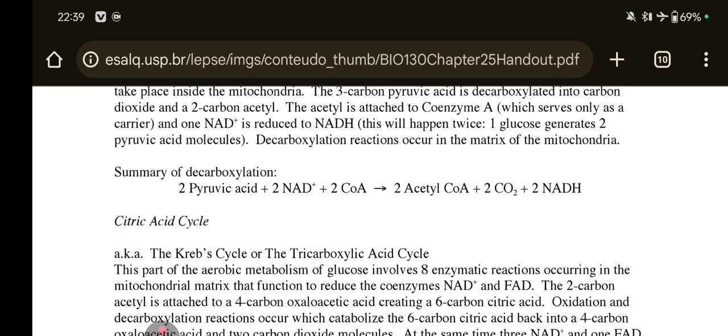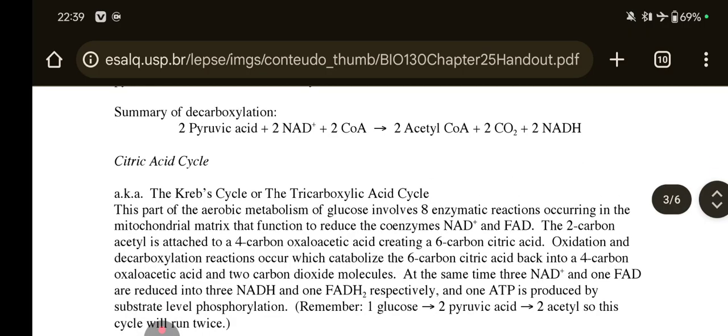Summary of decarboxylation: 2 pyruvic acid plus 2 NAD+ plus 2 coenzyme A gives 2 acetyl coenzyme A plus 2 CO2 plus 2 NADH. Citric acid cycle, also known as the Krebs cycle or tricarboxylic acid cycle.